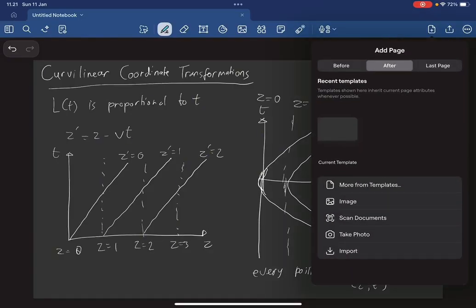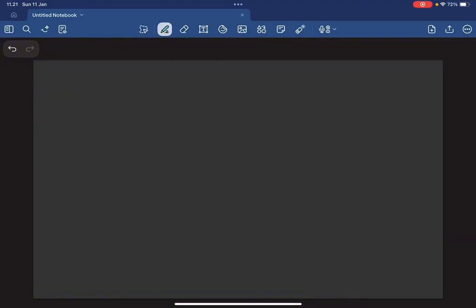Something Einstein understood very early is this, that there is a connection between gravity and curvilinear coordinate transformation of space-time.